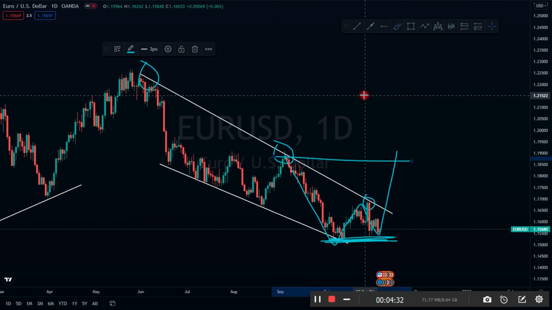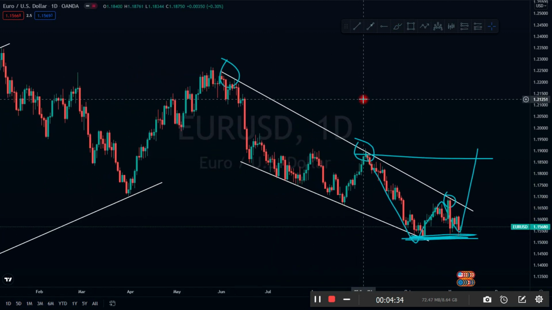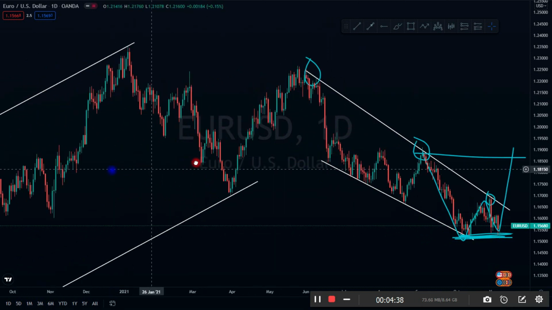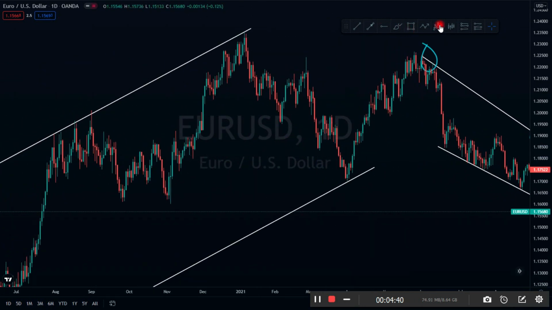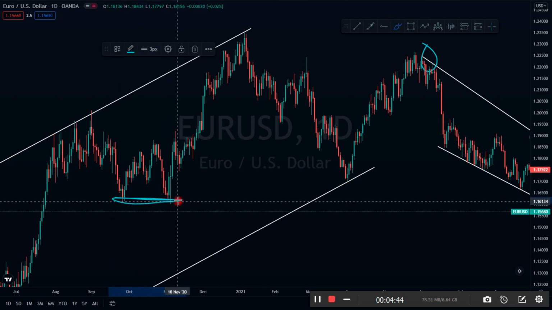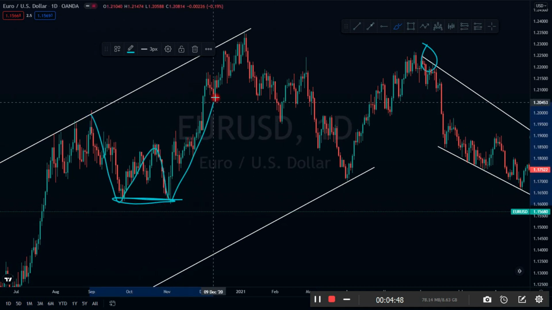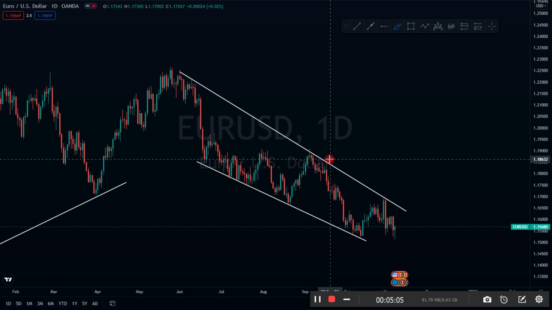On a daily time frame, I'm confident enough to say double bottoms and double tops are most likely to be valid. As we can see here, we had one right here and it was valid. And we had this one right here, which was a valid double bottom. So I will switch to a 4-hour time frame so that we can identify our zones.